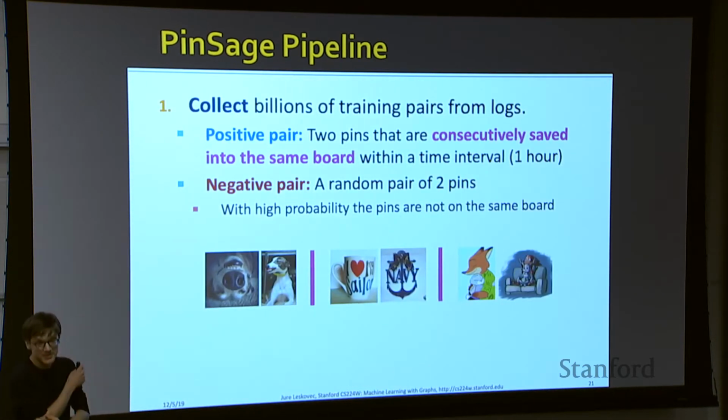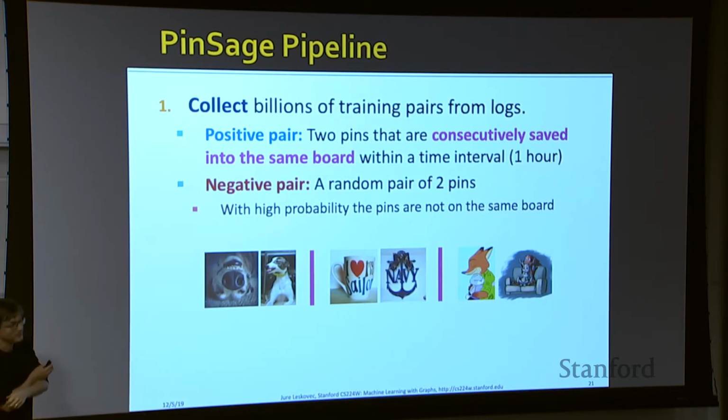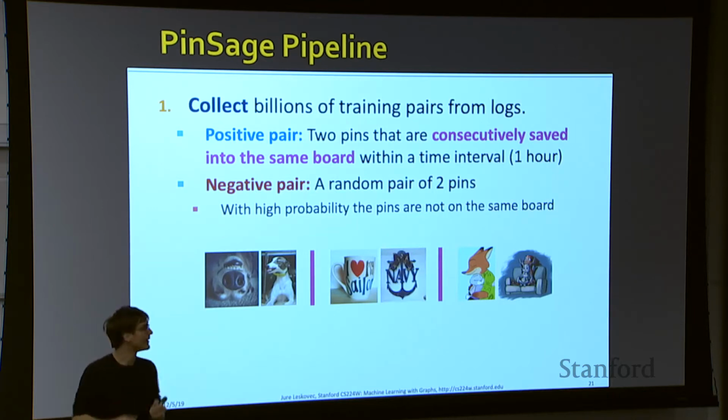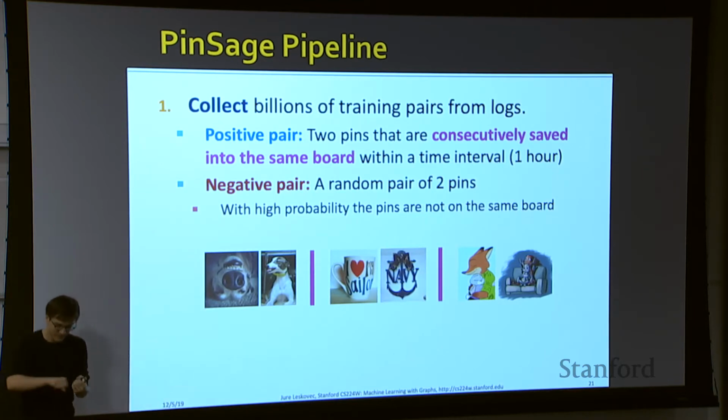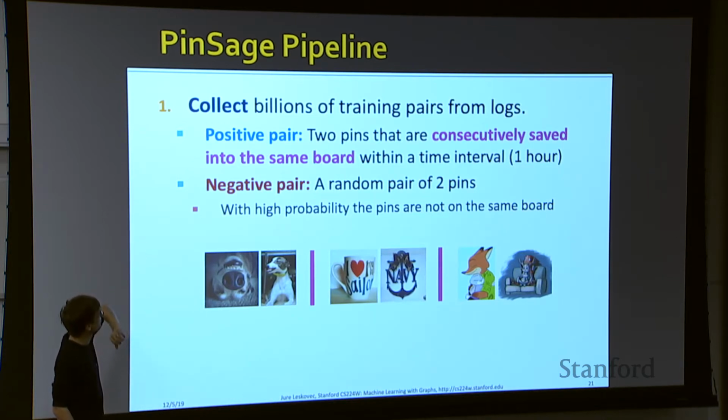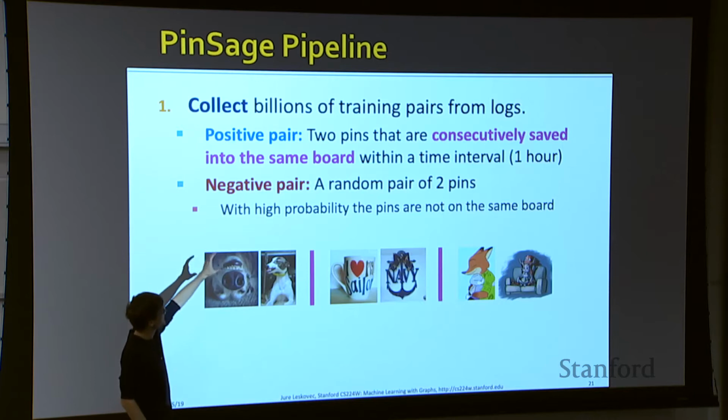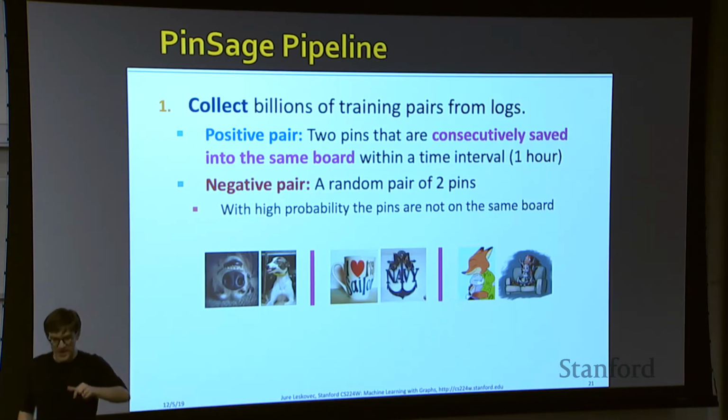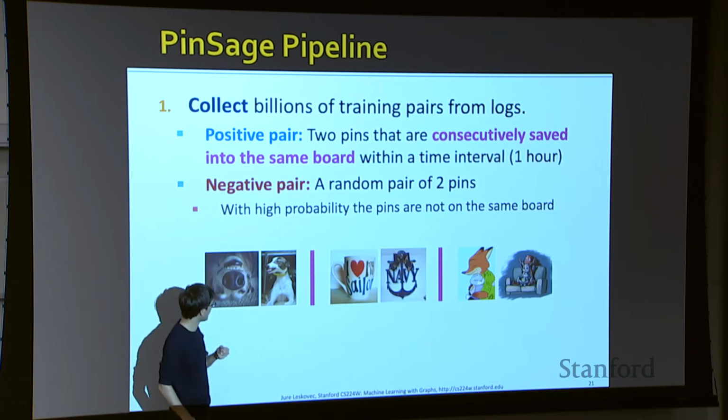So the first thing is, where does the training data come from? The training data is, we need to identify pairs of pins that are related. And because you have 300 million users interacting with these pins all the time, you can use a heuristic to say two pins are related. We will say two pins are related if they've been consecutively saved to the same board in a very short time interval, right?